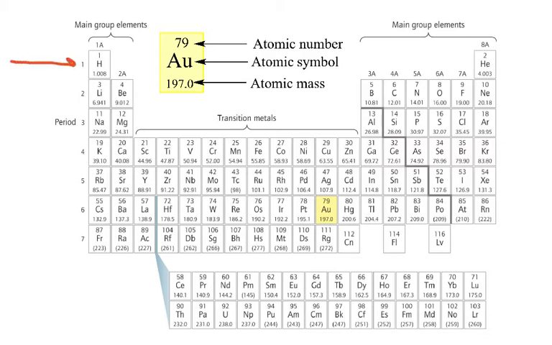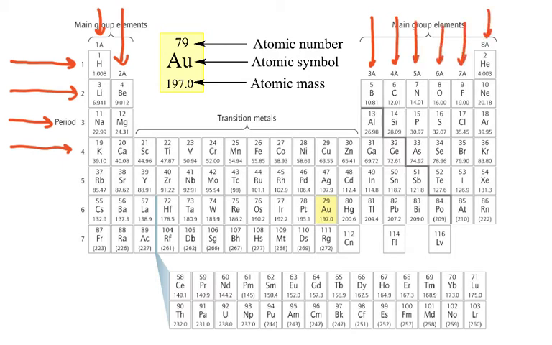Now, the rows here are called periods. So we have period 1, 2, 3, 4, and so on. And the columns are called groups, and they have A designations, 1A, 2A, 3A, 4A, and so on. We'll make some sense of these and how they relate to electronic structure in the future. But for now, periods are rows across the table. Groups are columns down the table. And there will be certain properties that are common within groups and common within periods.